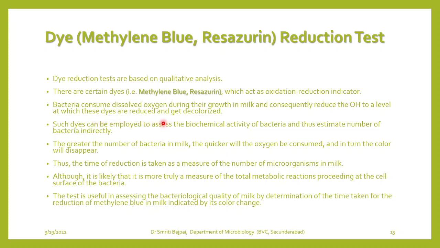So what is happening here? The oxygen is used by the organism, and these dyes are getting reduced, and this will bring the change in the color. Okay, so by that we can see the reduction. On the basis of this, the time of reduction is taken as a measure of the number of organisms in the test. So the more the time, the fewer the organisms, but the lesser the time of reduction, or the quicker the change in the color, the more organisms. Okay, that we will see here.